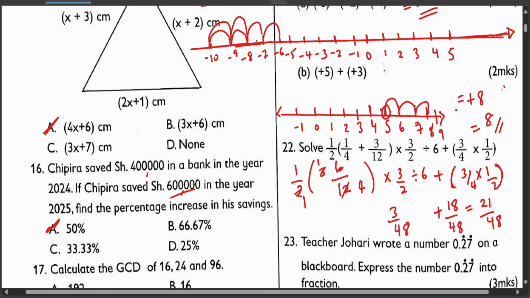Can we simplify it? And I don't think so, but let's just check. Yeah, I can simplify it. Maybe divide by 3, divide by 3, 7, divide by 3, 16. So your final answer should be 7 over 16.